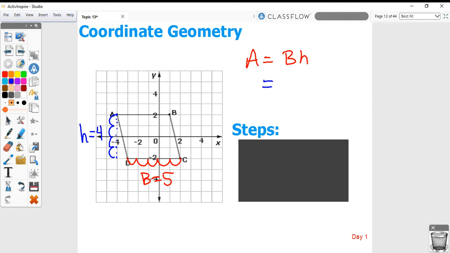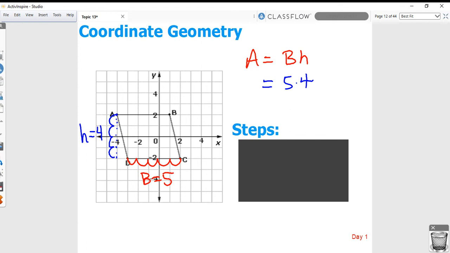So if we're multiplying base times height, y'all, it's just 5 times 4. Don't make this harder than it has to be. Don't overcomplicate a problem like this that's going to be an easy one. Your area is just 20. Okay, that's all we're going to have for today's notes.